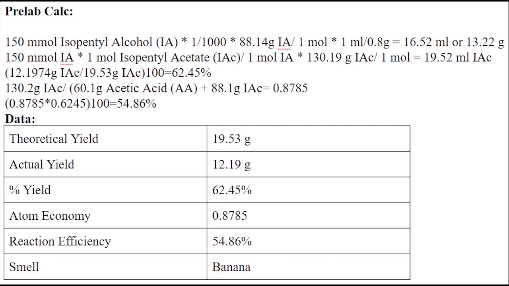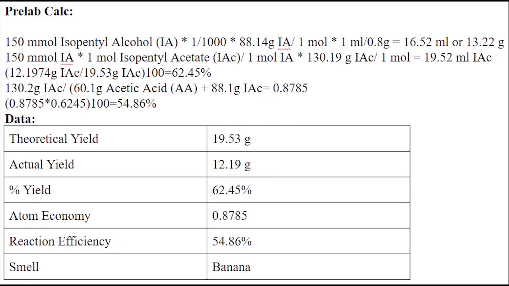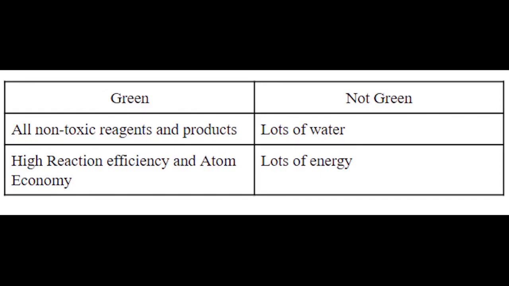We found that we obtained a 12.19 gram yield out of a theoretical yield of 19.53 grams, resulting in a 62.45% yield. While not exceptionally high, this yield could likely be increased with better technique when undergoing distillation by heating to completion. While the yield was not exceptionally high, we can see by the NMR spectra that the product was especially pure, which would be necessary when synthesizing isopentyl acetate for food production. The atom economy was high as well, with a 0.8785 atom economy and a 54.86 reaction efficiency. This was a fairly green reaction, not utilizing much of anything toxic besides 1 milliliter of sulfuric acid.